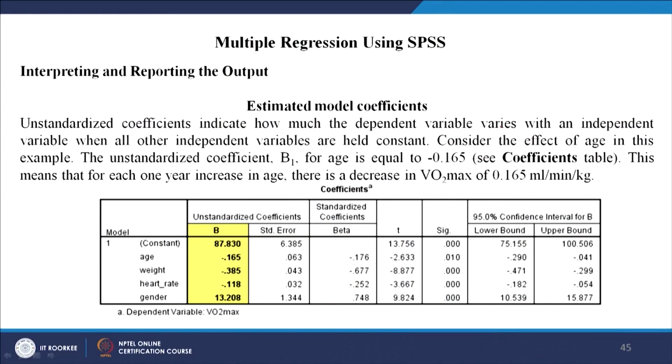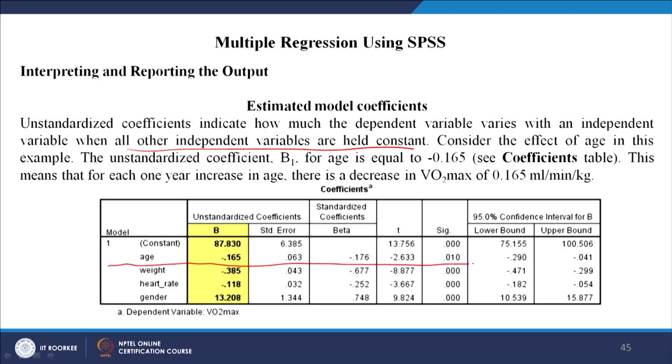So, the unstandardized coefficient indicates how much the dependent variable varies with an independent variable when all other independent variables are held constant. This is the beauty of regression, that you are trying to see the effect of one variable keeping the others constant. Consider the effect of age in this example. The unstandardized coefficient B1, now age, let us go for age, this one.